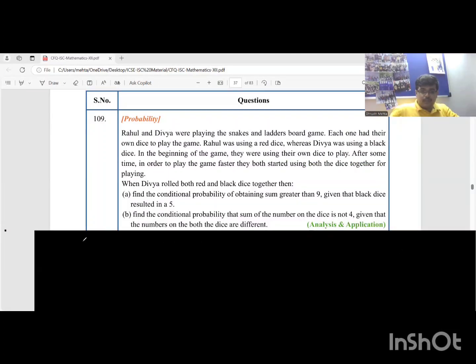So students, in the first subpart, we want to find the conditional probability of obtaining a sum greater than 9, given that the black die resulted in a 5. Now let's take this given condition. When we say black die resulted in a 5, over here black die is the second die. So students, we are talking about the black die resulting in a 5, which means 1 5, second die is a 5, 2 5, 3 5, 4 5, 5 5, and 6 5. These are the 6 outcomes that we have.